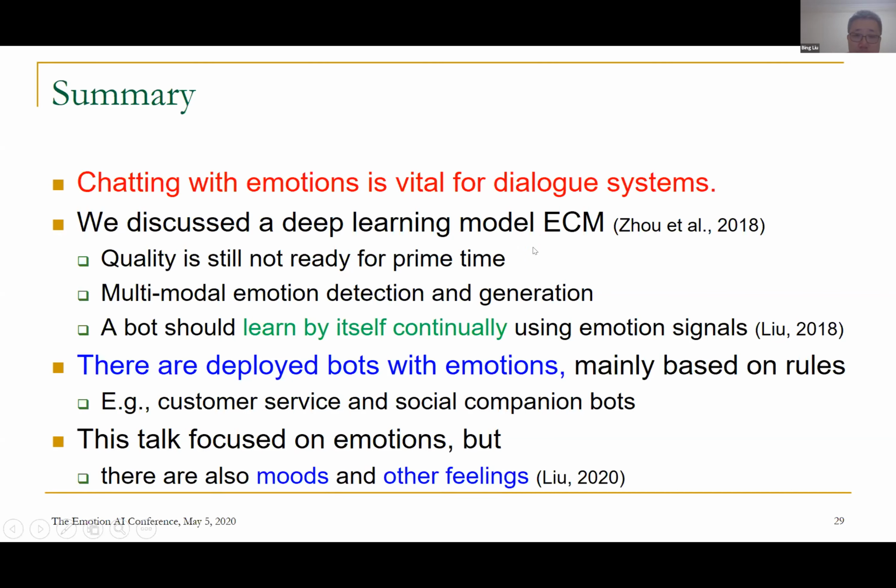However, in practice, there are already systems in practical use which have emotions, but they are mostly written in rules. They are not really deep learning trained models, unless you are working on a very narrow domain. What I described is a model for general chatting, which is basically chit chat that can cover anything in the world, which is a lot more difficult. Now there are practical applications, chatbots with some emotional capability in customer service and also companion applications, and they're already in the market.